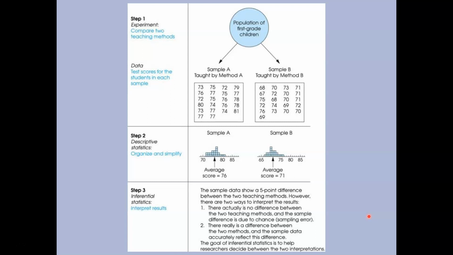Sampling error is this: if it is not the teaching method, what other possible reasons could have resulted in the differences in average scores? That's what sampling error is. So what do you guys think?